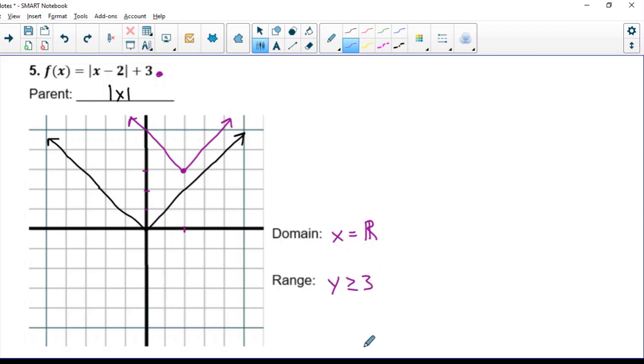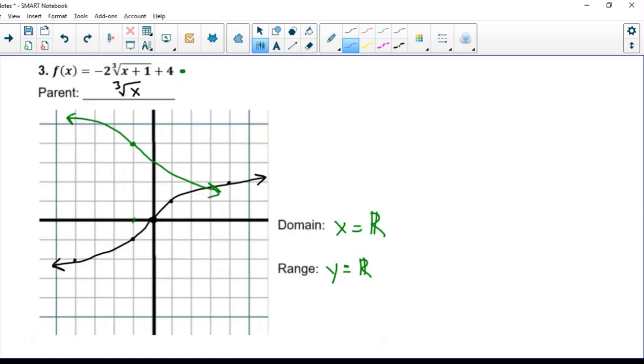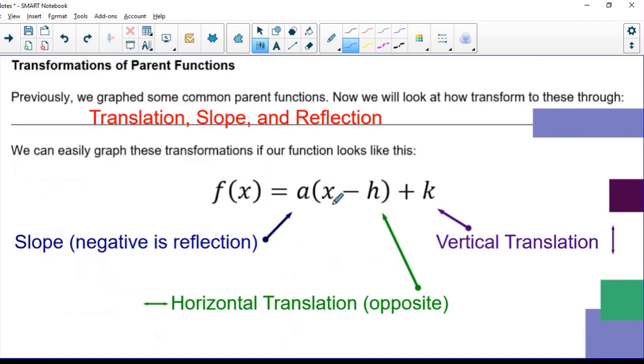All right. So that's pretty much it. Just one more time, this is the important part here. Just if you understand how this works with your parent function.